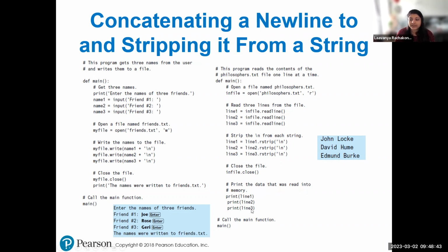Once you close this and once you are printing line1, line2, line3, you will see the outputs without any extra blank lines. I hope the part where you are using the concatenation to write the data into the file, and then using the rstrip method to remove the \n from a file, is clear.